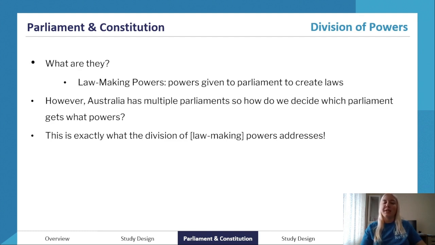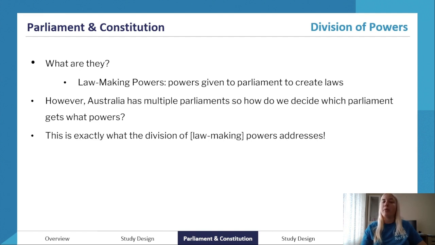Okay, so our next concept is the division of powers, and I feel like this concept helps to explain all of the roles of the lower and upper house and the Crown as well. Now, first of all, being able to define it. So, lawmaking powers are the powers given to Parliament to create certain types of laws. So, we have the division of powers enshrined in the Constitution so that we are able to decide which Parliament gets what powers. Imagine if there was confusion about this.